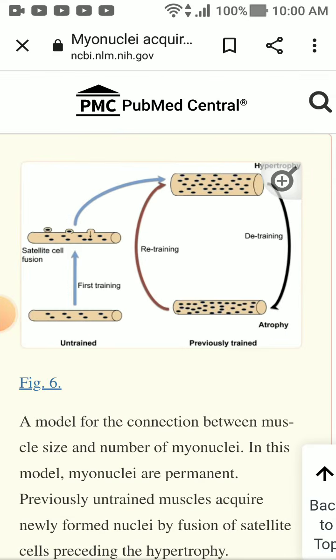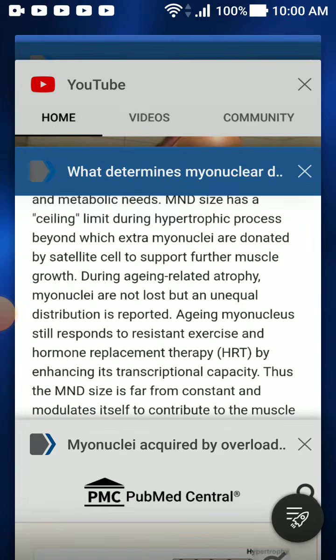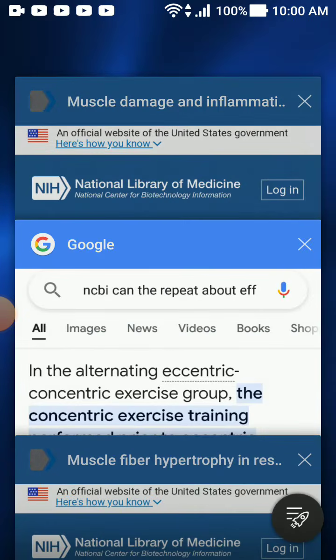Go back here to nuclei overload training. Is it donating anymore after detraining and retraining? Is that satellite cell here where it says fusion, is it donating any more of those myonuclei to further muscle growth? No. You notice here on detraining, retraining, there's nothing happening there. Okay. So why are some people getting bigger than others?